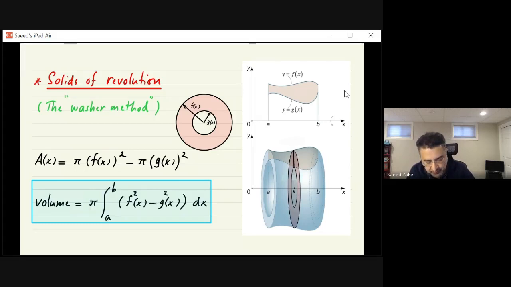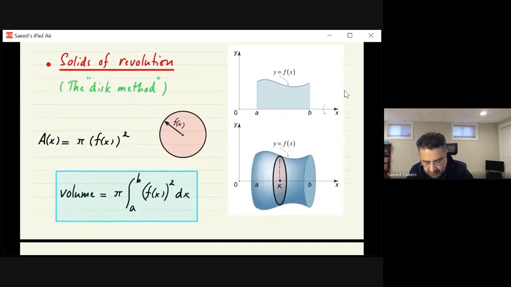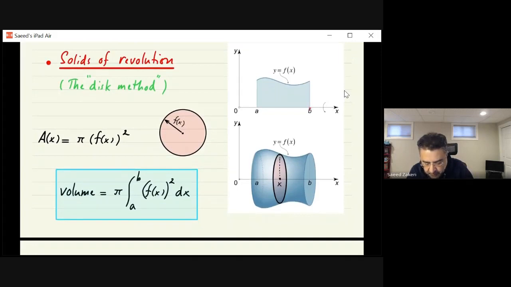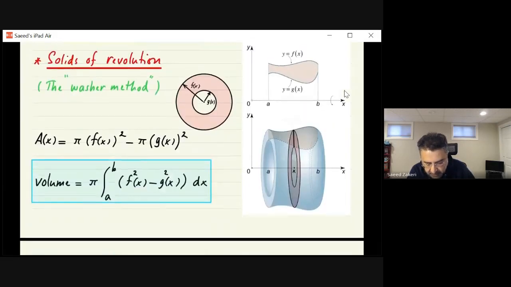So the previous case, which was the disk method, is a very special case of the washer method in which the second function g is the constant function 0. So its graph is just the line y equals 0, in other words, the x-axis. So if in this formula you assume g(x) is 0, your region would look something like this. And in this formula, g will be gone, so you recover the formula for the disk method. And in this case, your washer reduces to a disk because the inner radius will be 0.